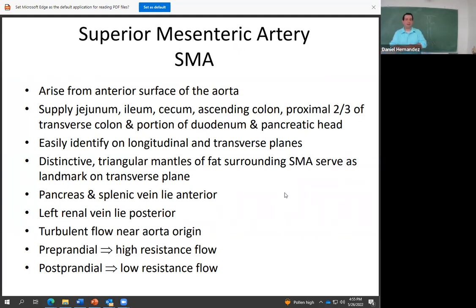Talking specifically about the SMA. This supplies blood flow to, I think of it as, the proximal intestines, or the proximal gut. So it supplies blood flow to the jejunum, the ileum, the cecum. I think of all the parts of our digestive tract, the colon and the intestine on the right side of the body, the parts of the transverse colon, so the proximal 2/3 of that transverse colon, the duodenum, so the beginning of that small intestine, as well as blood flow to the pancreatic head.